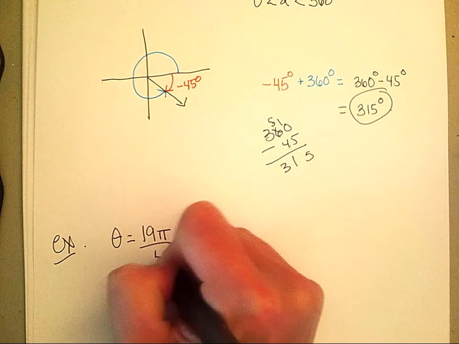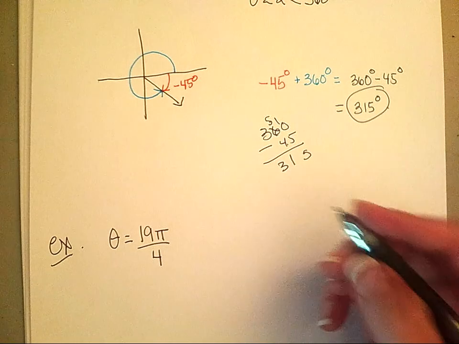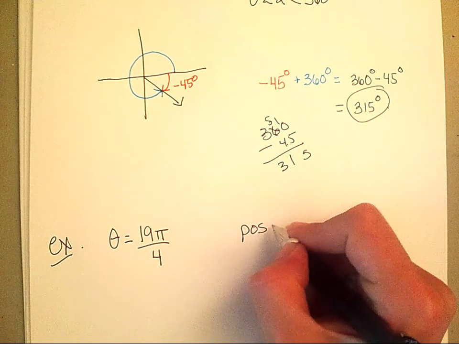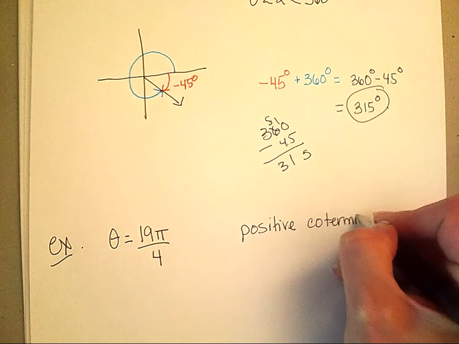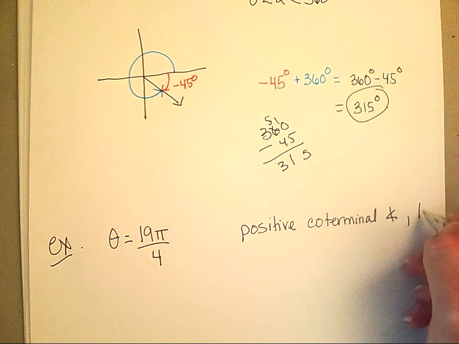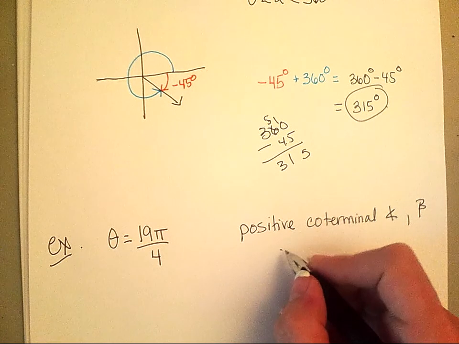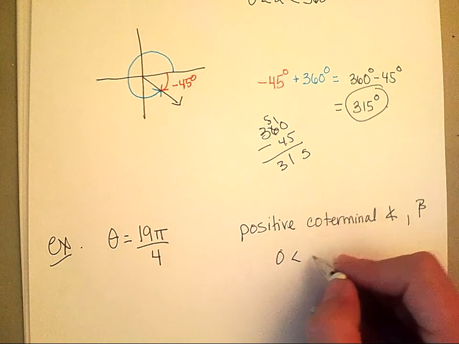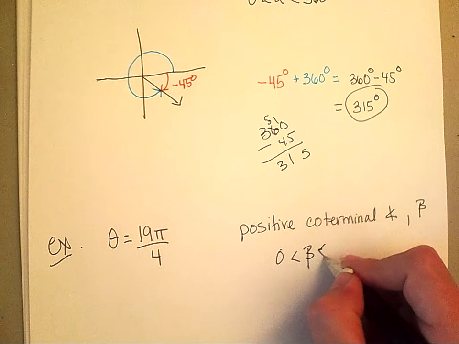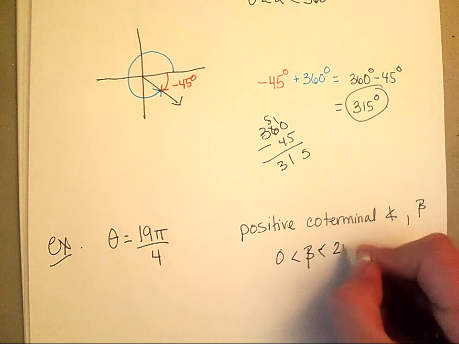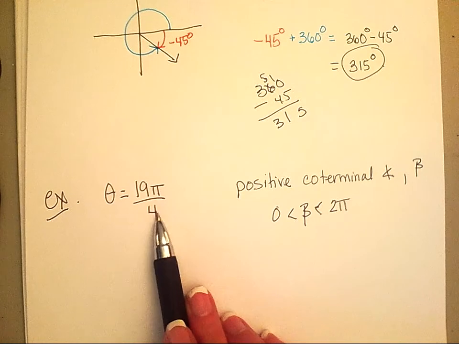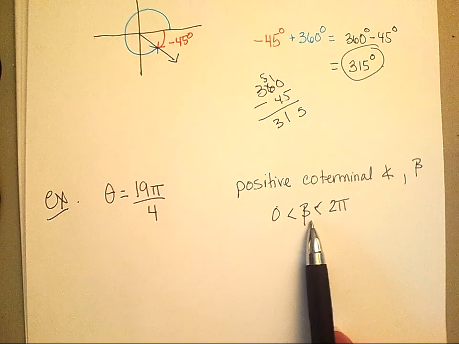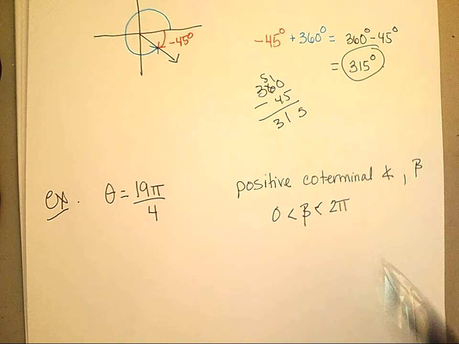Let's say we have theta is equal to 19 pi over 4. And we want to find a positive coterminal. Let's call it beta in this one. And we would like beta to go now in radian measure in one looping, so it needs to go between 0 and 2 pi. I guess the question we could ask ourselves is, how do we know that this angle is not inside of here?